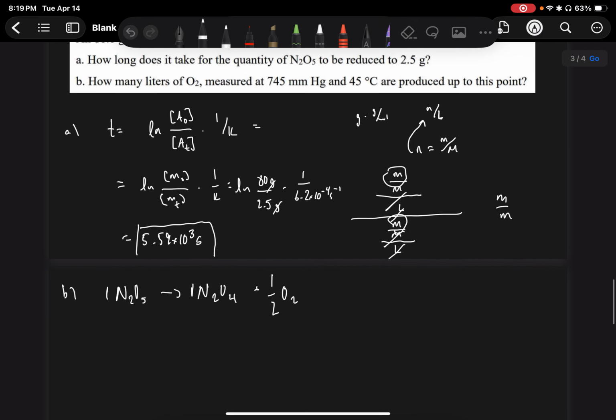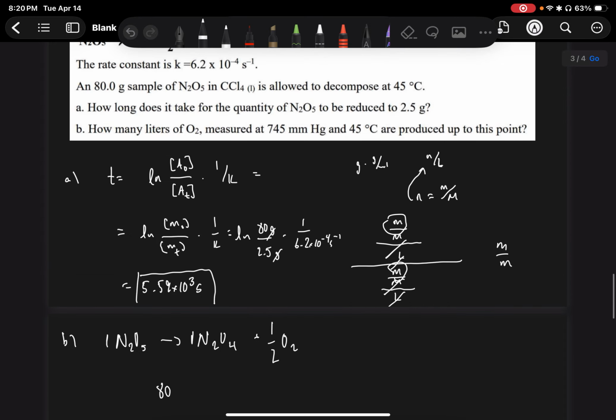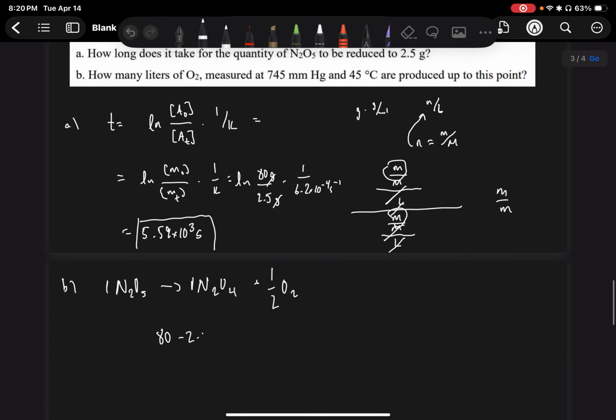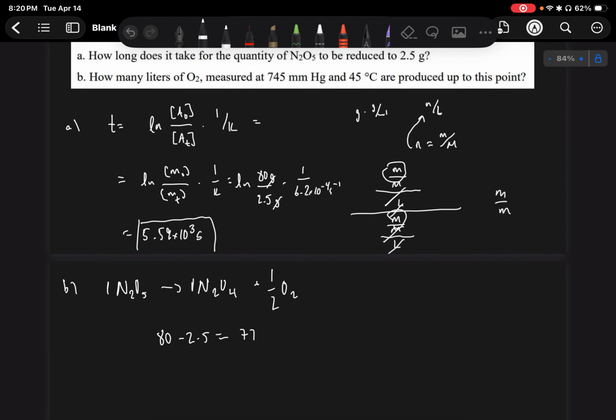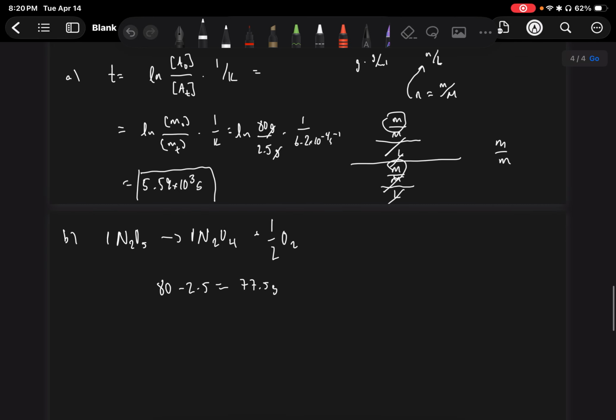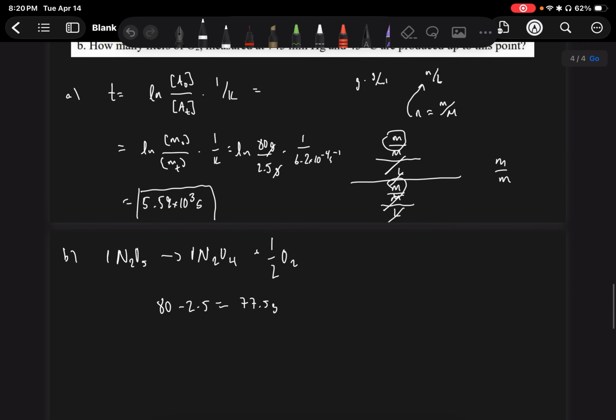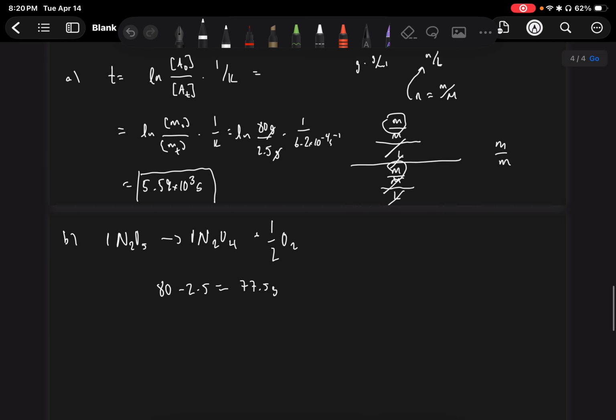So, A_t minus 2.5 equals 77.5 grams. How many moles? Oh, we have to do that as well. What's the molar mass of N2O5, bro?